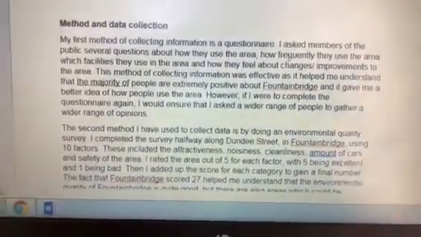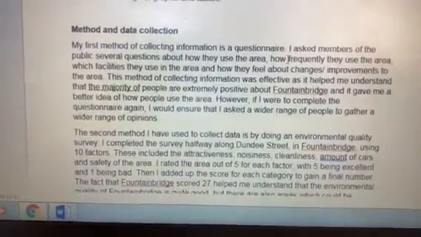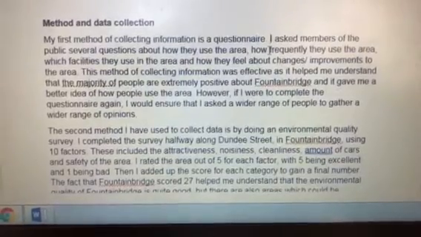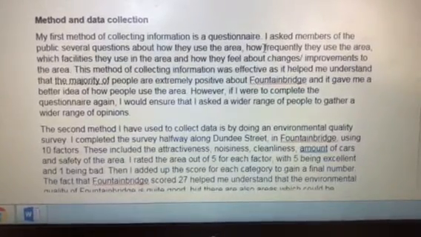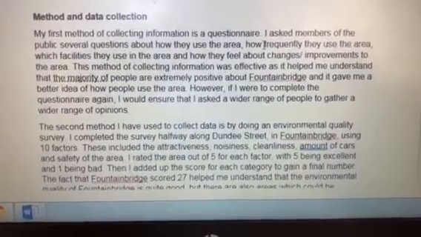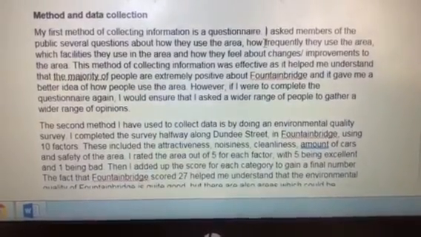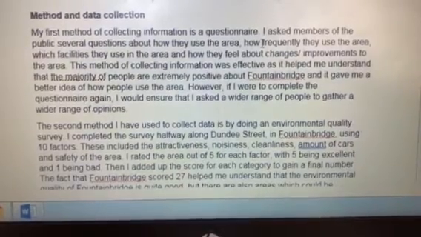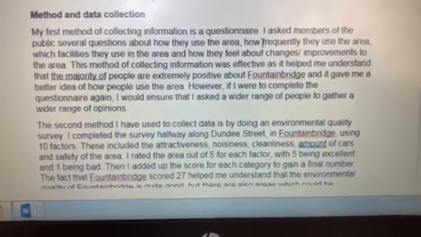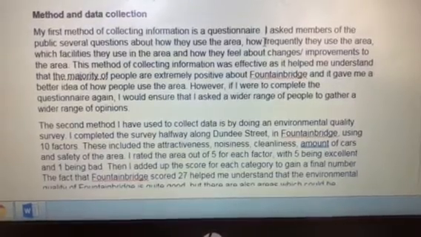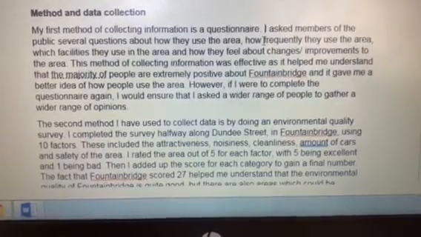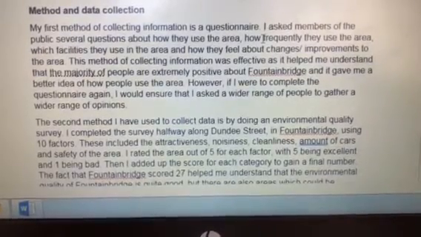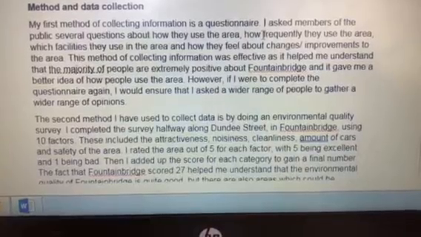So in this case, I asked members of the public several questions about how they use the area, how frequently they use the area, which facilities they use in the area, and how they feel about changes/improvements to the area. Now that's a lot of detail, and that's good because questionnaires are qualitative ways of finding out information, relying much on public opinion of an area, and a questionnaire could be an example of a bit of processed data. You probably didn't do one in this case, but you can if you want.